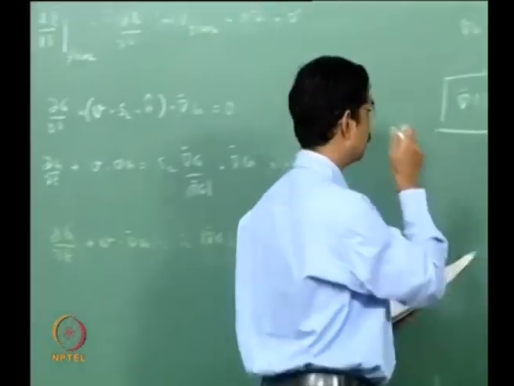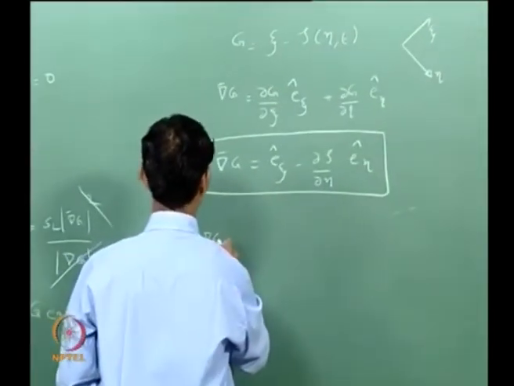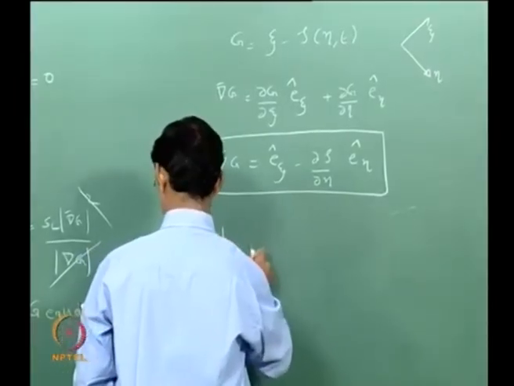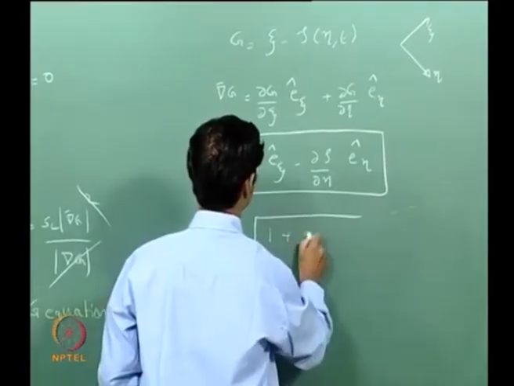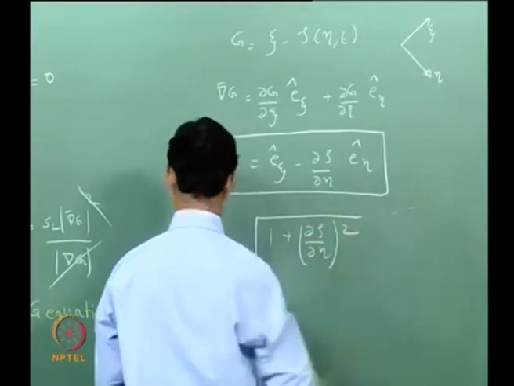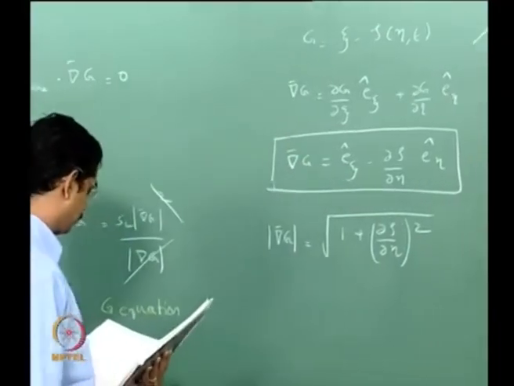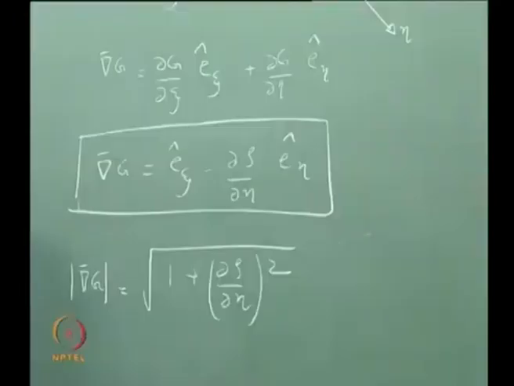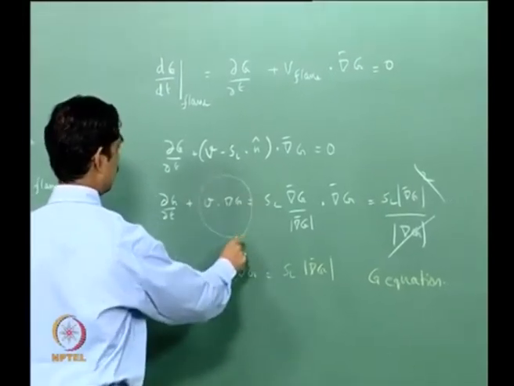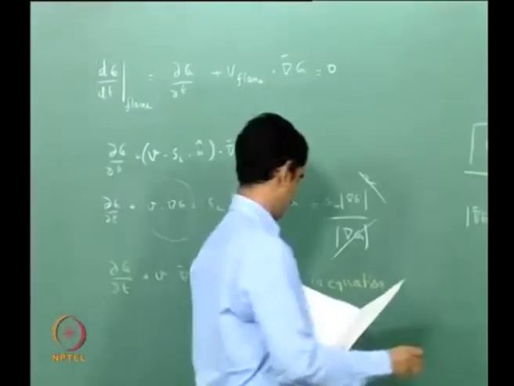So given this, this will be square root of 1 plus... So this is the expression for the magnitude of del G. So we need to evaluate this term V dot del G, that is the last thing left.